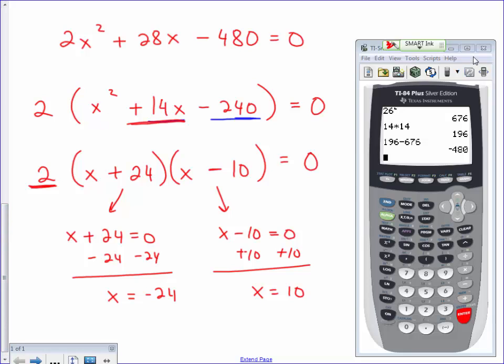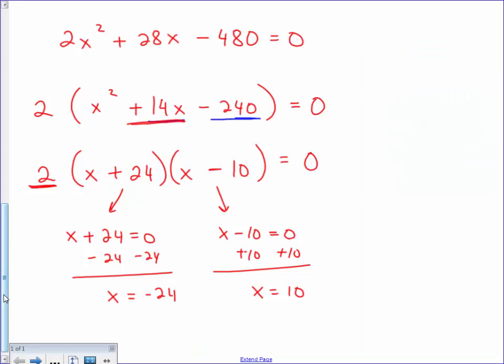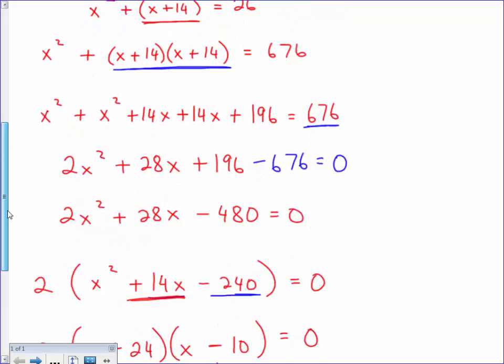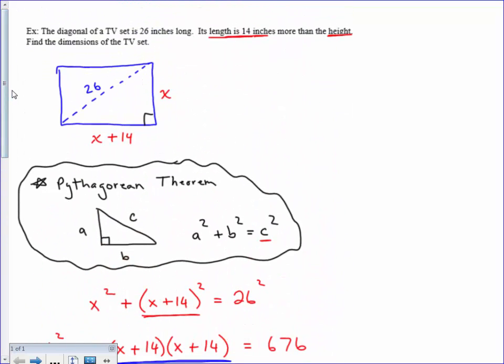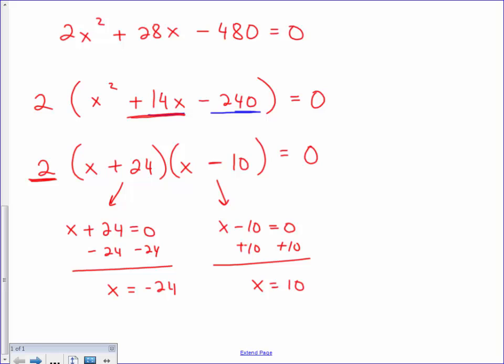Now remember what the question was asking. In this situation, it wanted me to find the dimensions of my TV set. Well, in this particular case, we see that our x represents the height. Below, one of our answers was x is negative 24. That's not possible because I can't have a negative height. So you want to eliminate that answer. All right, x is equal to 10. That's a fine answer.